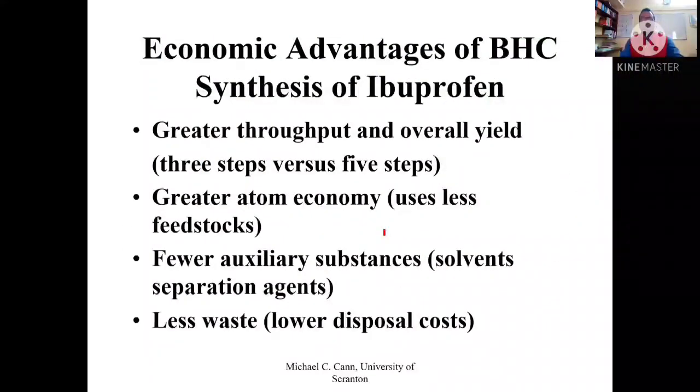So the economic advantages of the BHC synthesis of ibuprofen: greater throughput and overall yield, 3 steps versus 6, greater atom economy, and fewer auxiliary substances, because as the number of steps gets reduced, the use of auxiliary substances also gets reduced. Auxiliary substances include solvents, catalysts, derivatization agents, etc.